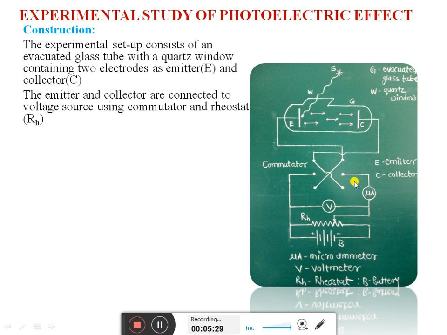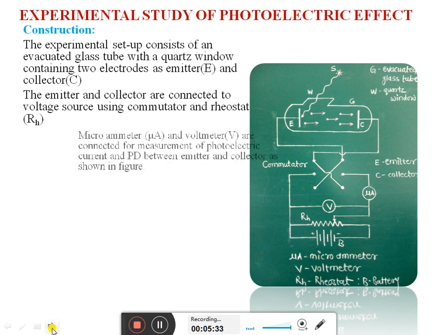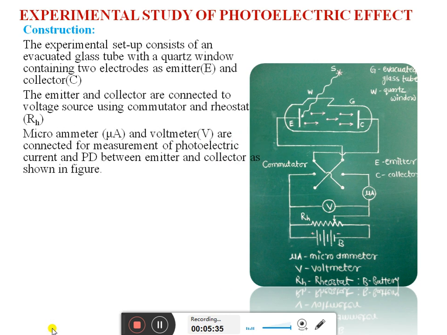Now there are two devices here, a microammeter and a voltmeter. So how can we explain the working? The third and last part of the construction is the microammeter, which is connected here, and the voltmeter, which are connected for measurement of photoelectric current and PD between emitter and collector as shown in the figure.